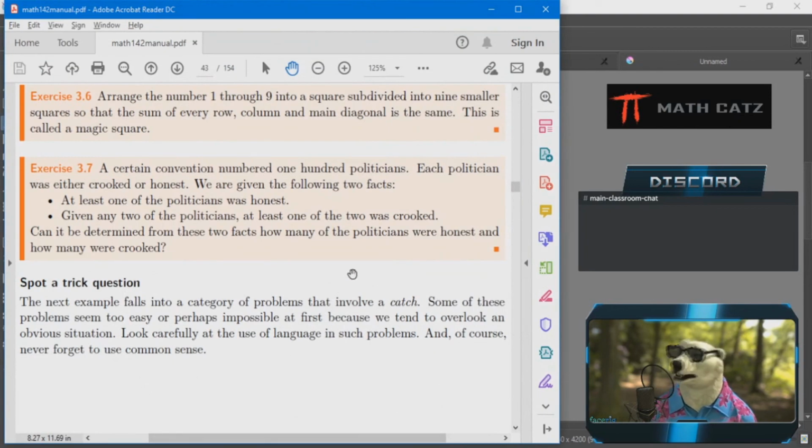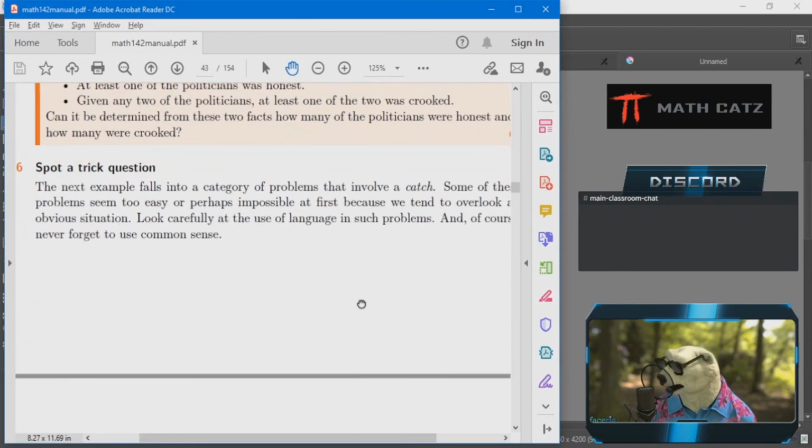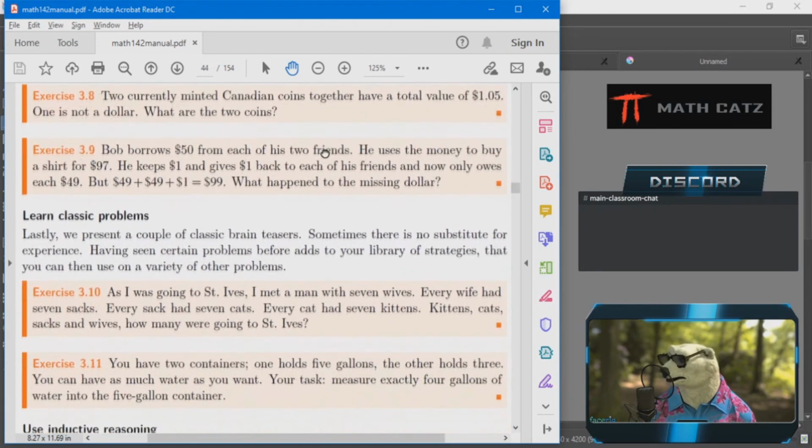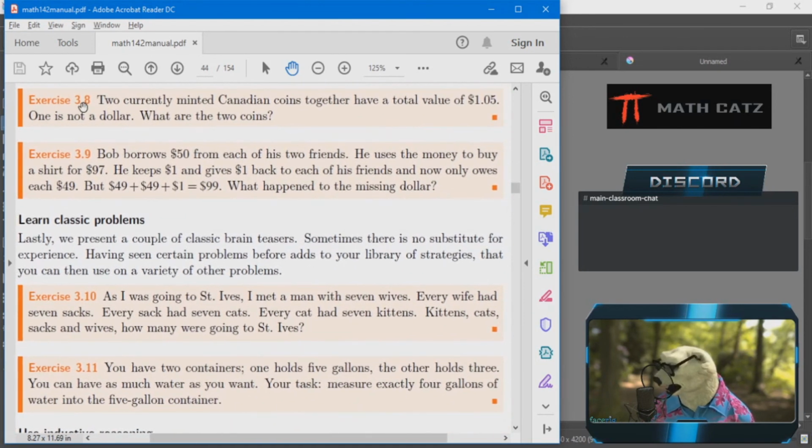All right, that's all the time we have, unfortunately. What you can do in the meantime is look at exercise 3.8 and actually just 3.8. You can look at 3.9 as well.